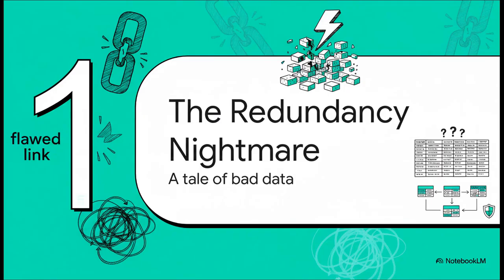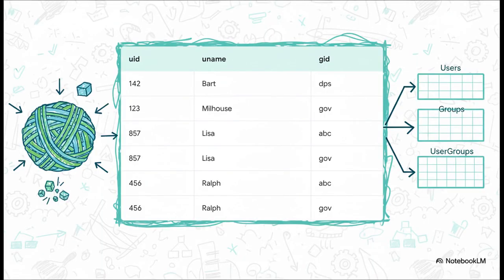All right, so to really appreciate good design, we first have to stare into the abyss of bad design. We're going to start with a table that, on the surface, looks totally fine. But trust me, it's hiding a ticking time bomb. Okay, so here it is, our user joins group table. Super simple, right? It just tracks which user is in which group.